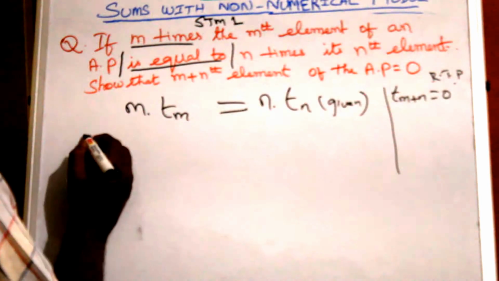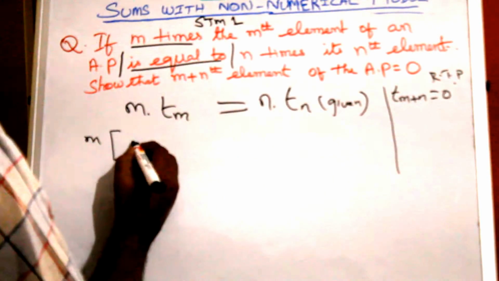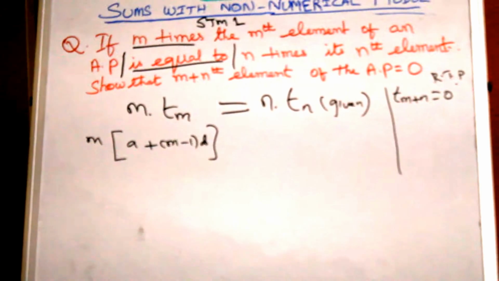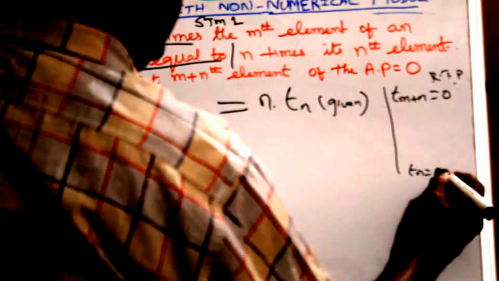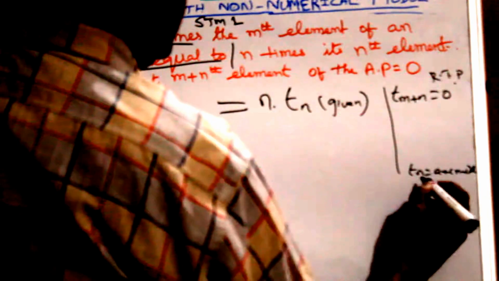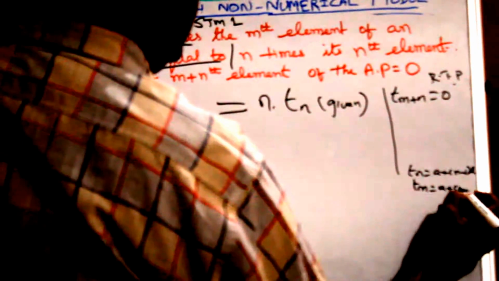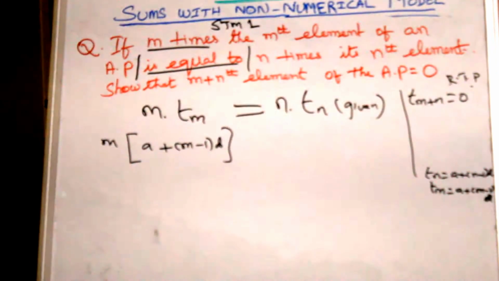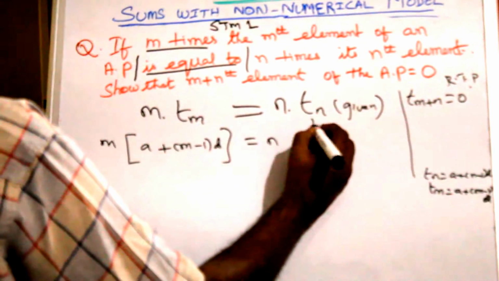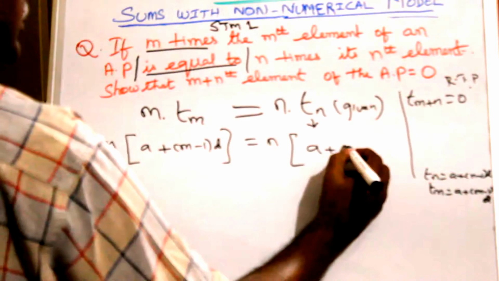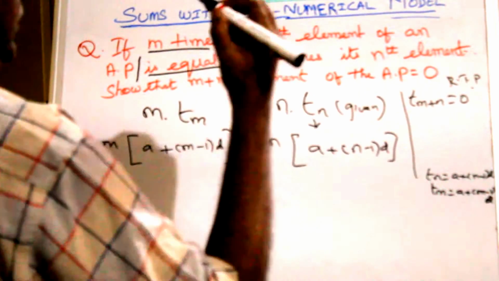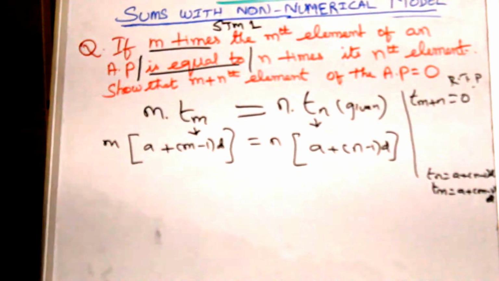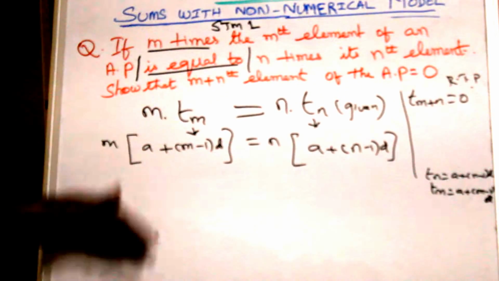Now look here, m times m, you put a bracket, Tm is nothing but a plus m minus 1 into d. You know already Tn equal to a plus n minus 1 into d. So Tm is nothing but a plus m minus 1 into d; when you replace the n by m, you get this. Similarly, n into Tn is n into a plus n minus 1 into d. So m into a plus m minus 1 into d equals n into a plus n minus 1 into d. Now we just continue with it.